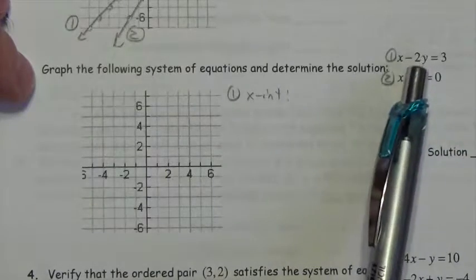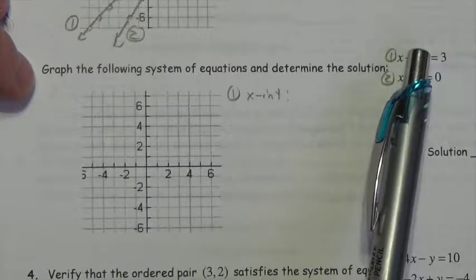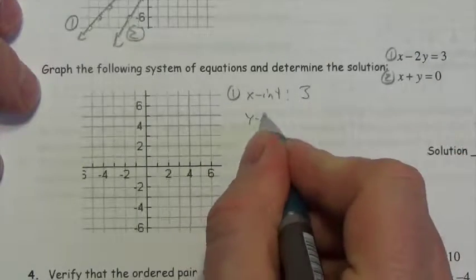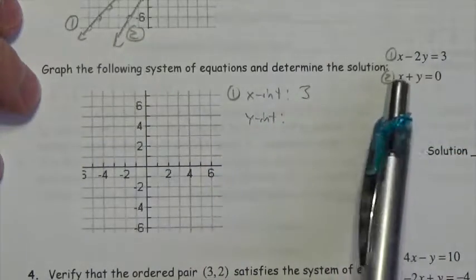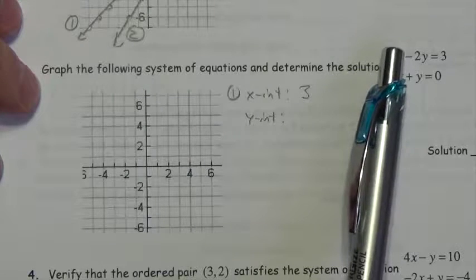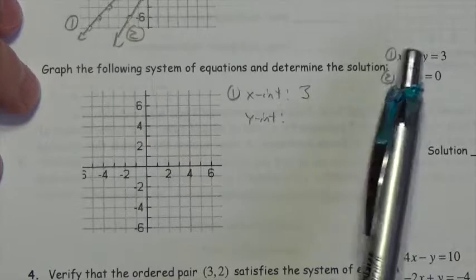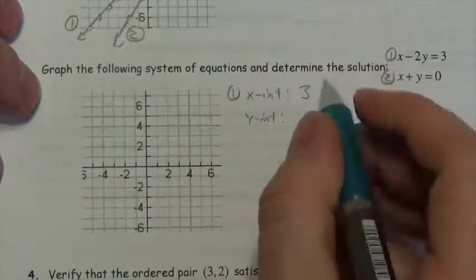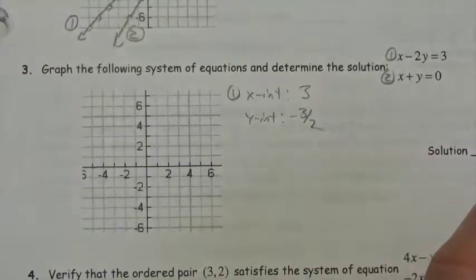Okay, when I do that, I make the y-coordinate equal to 0, and that tells me immediately that my x-intercept is 3. And if I want my y-intercept, what I would do in that first equation is make x equal to 0, which makes it go away. And then I've got negative 2y equals 3. Well, then just divide by negative 2, and I will get negative 3 over 2.